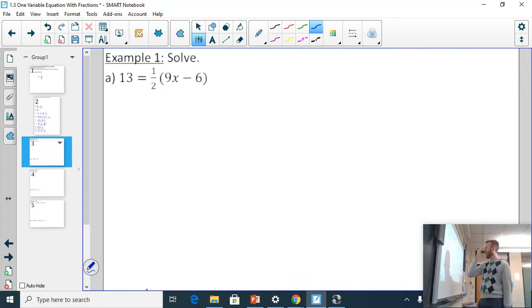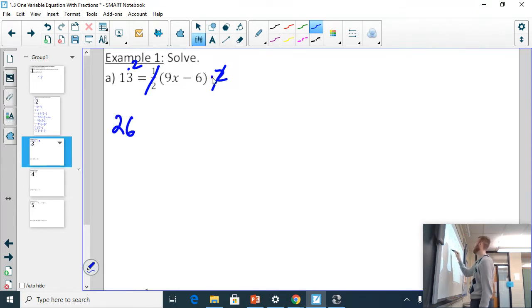13 equals 1/2 times (9x minus 6). We kind of have two options here. We can distribute this half, or I can just multiply it away. So I'm going to multiply both sides by 2, because then 1/2 times 2 is just 1, and then 1 times something is just itself. So 13 times 2 is going to be 26, and then we're just going to be left with this 9x minus 6.